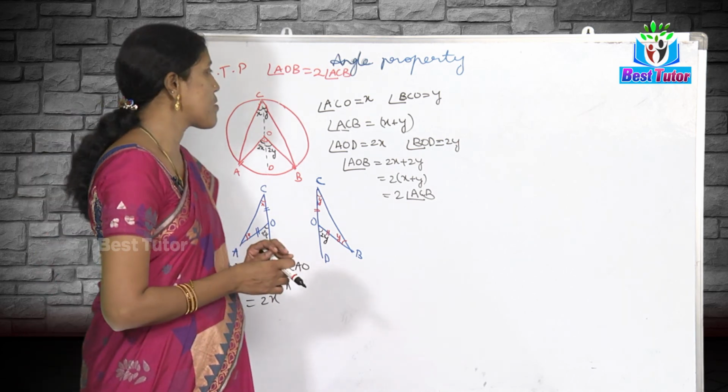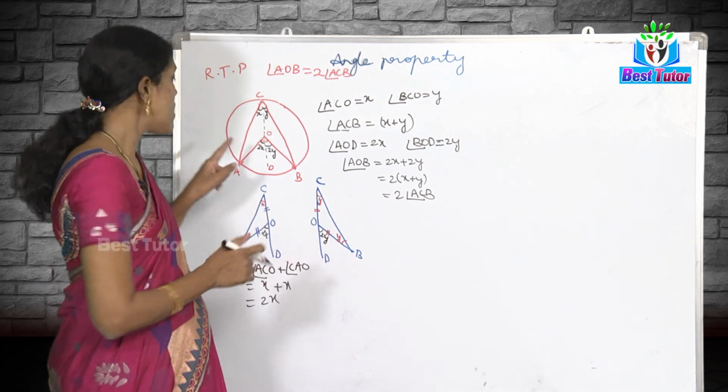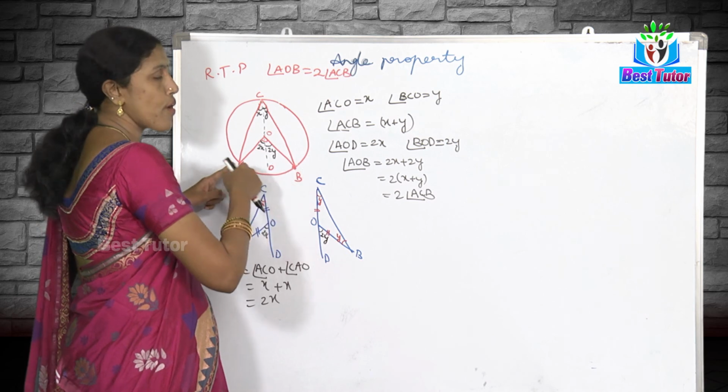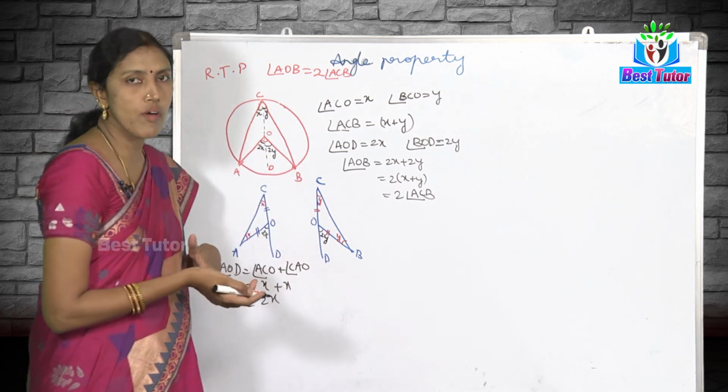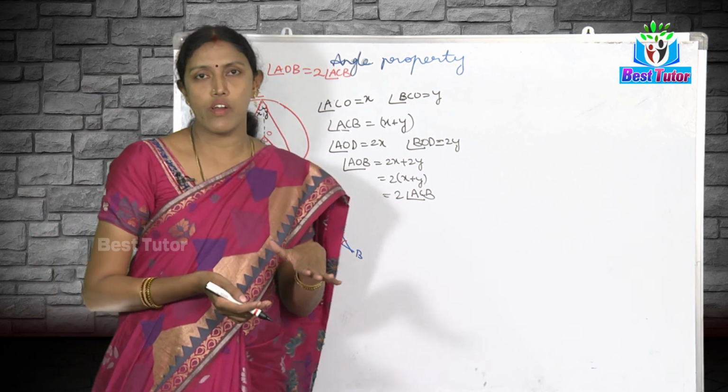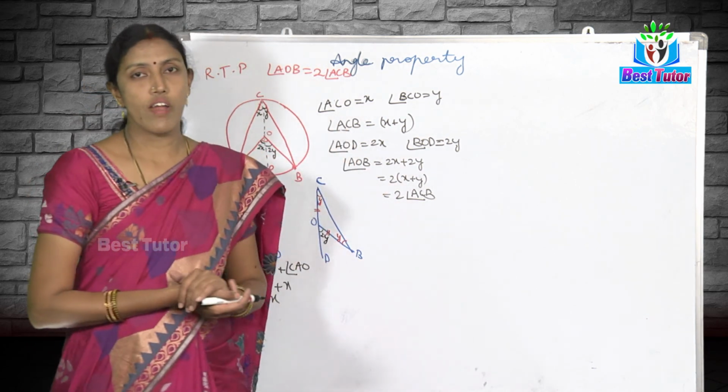Right? This is the proof of the theorem, where the angle made by the arc at any point on the circumference of the remaining part of the circle is like this. We have 2 more possibilities which we are going to learn in the coming videos. So this is the theorem we have learned in this video.